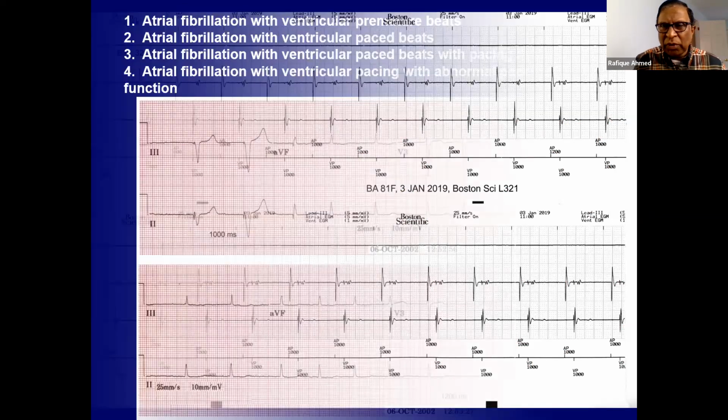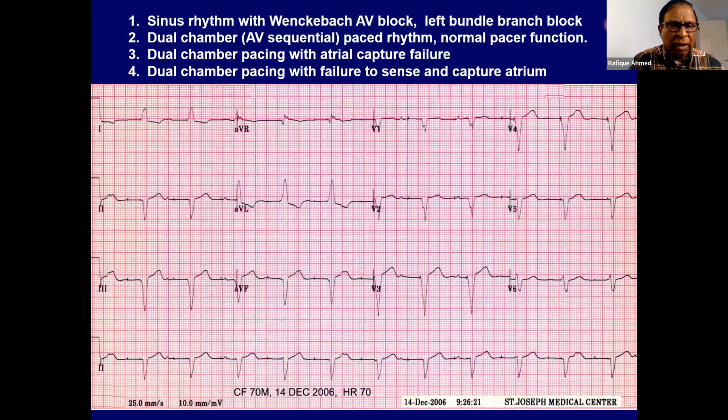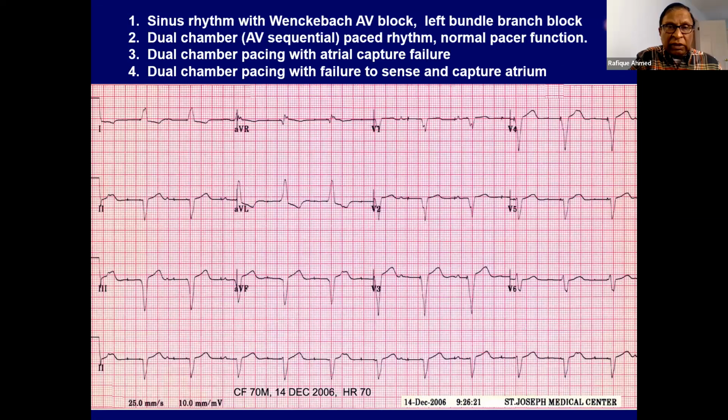No, don't put any poll for this one. I'm going to skip this one because we're short on time. This one, yes. Please put the poll up, and please look carefully at this ECG before you answer.